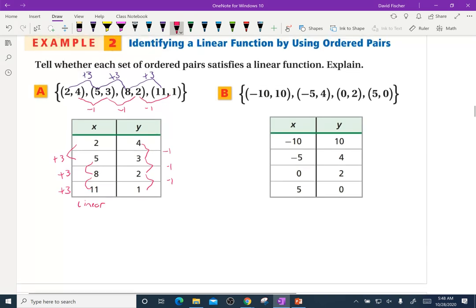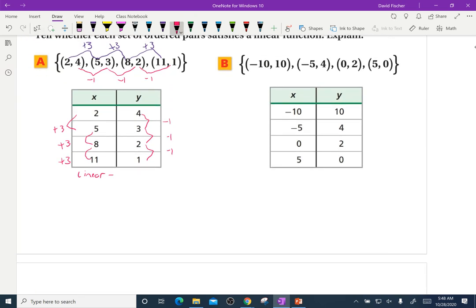How come? And I do think they say explain. X increased by 3. Y's decrease by 1. Oh, boy, this makes my writing even worse. I'm going to try to get this fixed today.